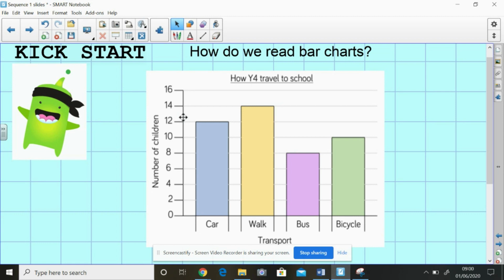It would be 13 because 13 is in between 12 and 14. So it may not always directly line up with the number, but if you know that it's counting in 2s, then you know the number in between 12 and 14 is 13, so the answer must be 13. Okay, so that's bar charts.